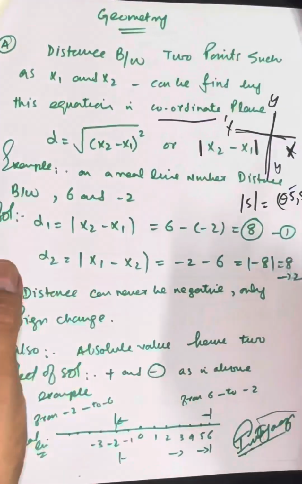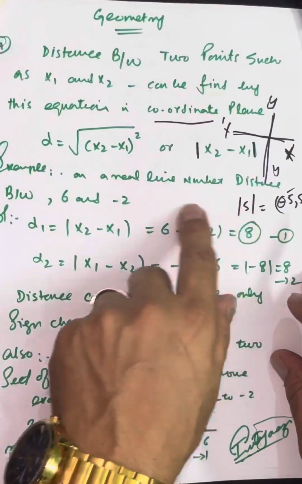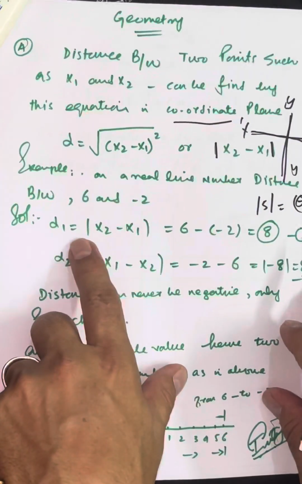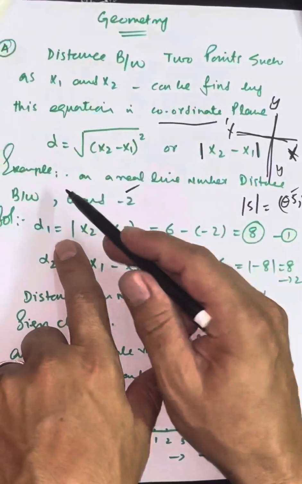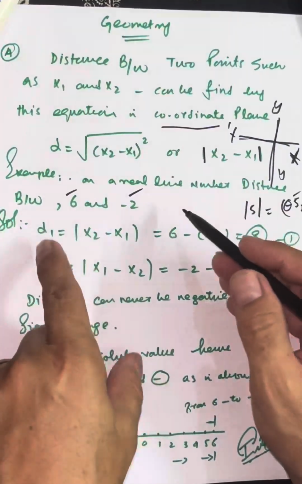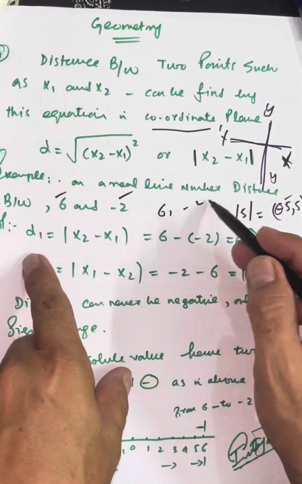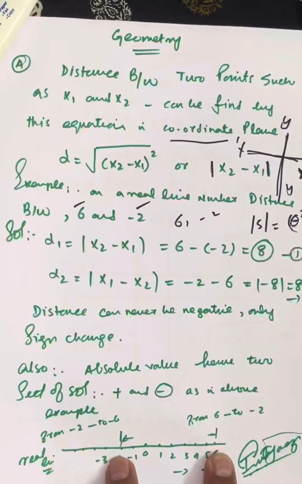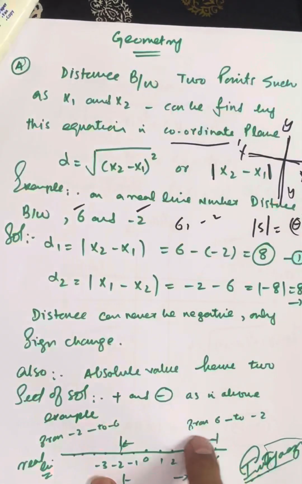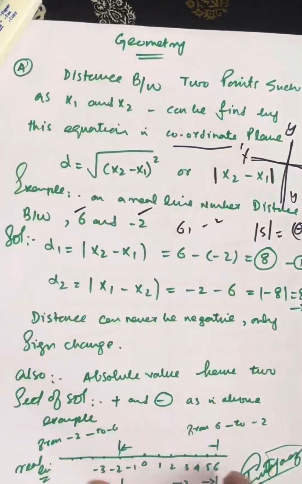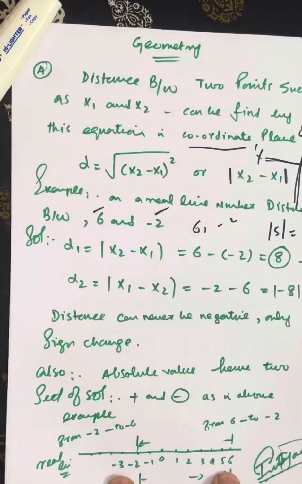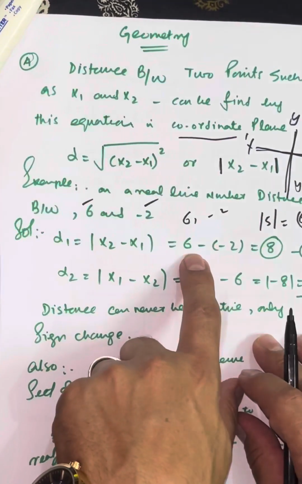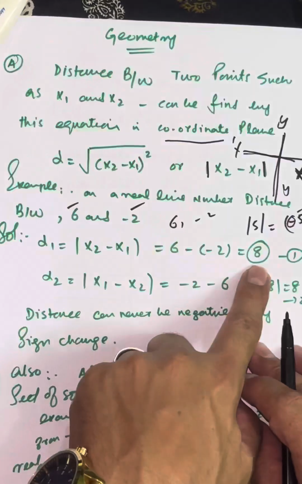Both are 5. So for example, on a real number line, the distance between 6 and minus 2. So here is d1. These are two coordinates. We have to find the distance between these two on a real number line. So this is 6 and this is minus 2. This is 0. So the distance from 6 to minus 2, and then from minus 2 to 6. You can find this by d1 is equal to x2 minus x1. So 6 minus (-2) is equal to 8.